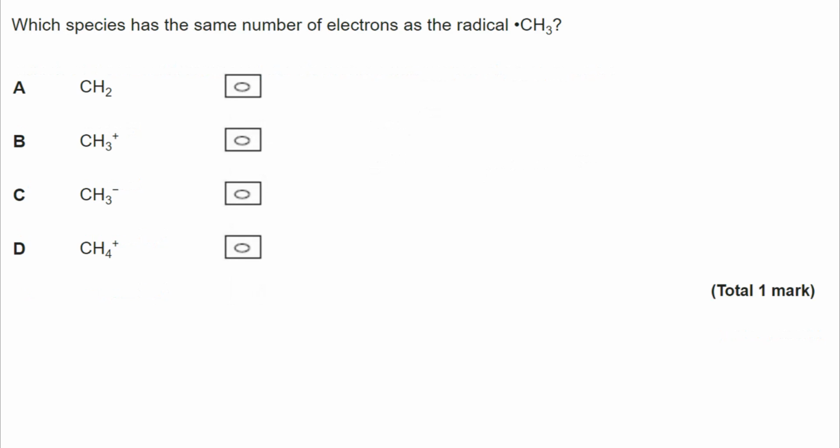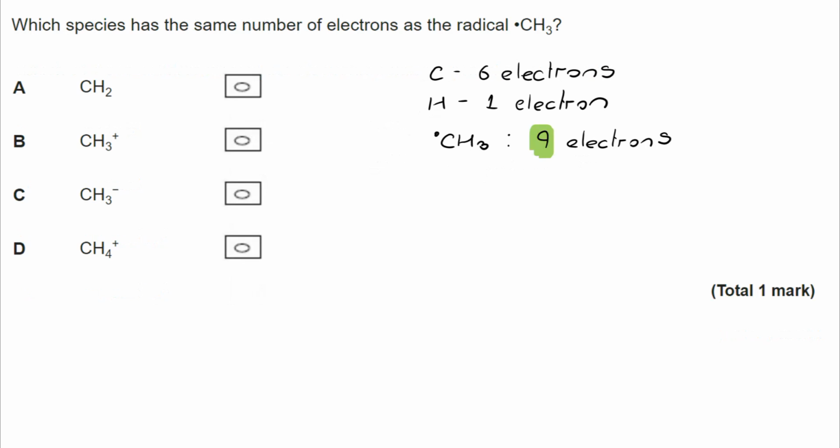So this links a little bit with our knowledge of alkanes as well. CH3 as a radical, we need to know that it has 6 electrons in the carbon. There are 3 hydrogens, each with 1 electron. That's 9 electrons in total. So we're looking for another one of these that will have 9 electrons. Now, if I look at CH2, I've got 6 in the carbon, 2 in each of the H's, so I've got 8. If I consider CH3+, that would be 9 in the CH3, but it's positive, which means it's lost an electron, which means that's also 8.